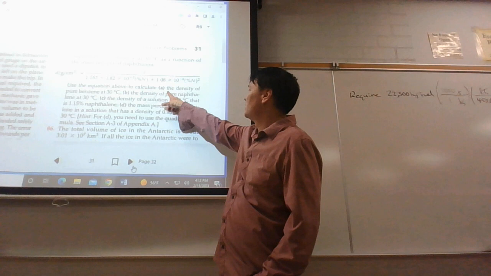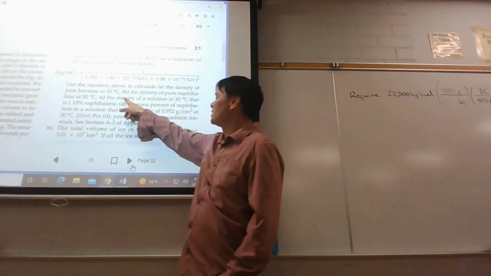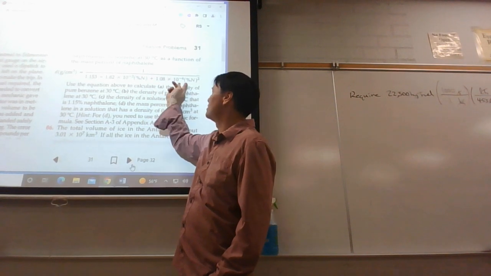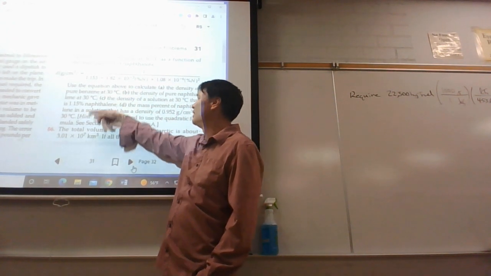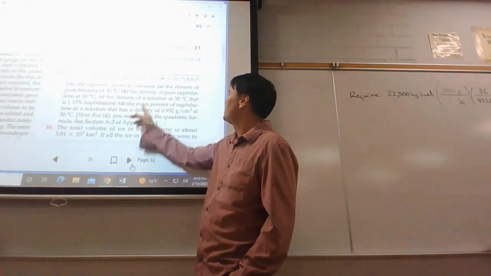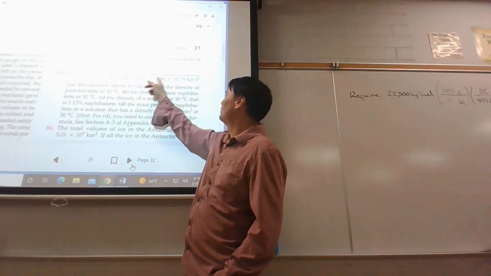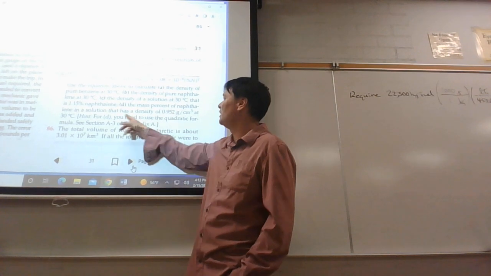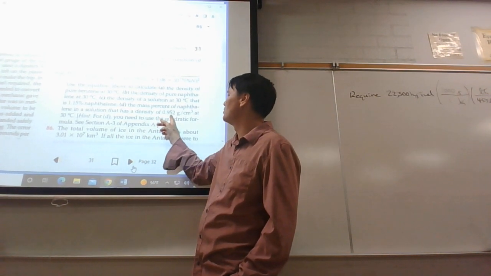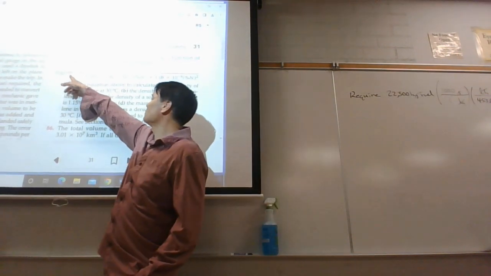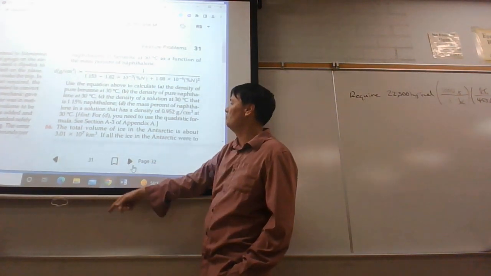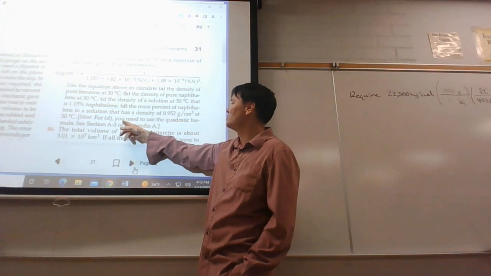Use the equation above to calculate A, the density of pure benzene. Well, pure benzene is going to have 0% naphthalene, so just plug in 0, 0, it's 1 over 1.153 grams per. The density of pure naphthalene, we'll plug in 100 here, we can calculate it. The mass percent of naphthalene in a solution that has a density of 0.952. Okay, so if the density is 0.952, this is a quadratic. So we'd have to get it in a quadratic form, and then we would need to use the quadratic equation.